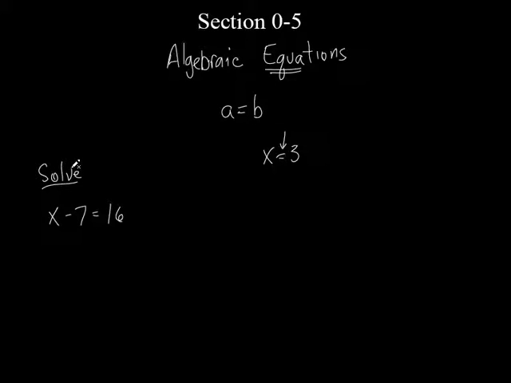Now, it doesn't have to say solve for x because how many variables are in this equation? Just one, which is x. All right, so that's what we're trying to solve for. So we want to find out what x is equal to. This means what number, if I take 7 away from it, am I going to get 16? Some of you guys can just do it in your head, but I want to show you the steps you need to follow.